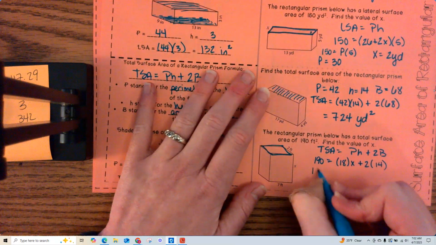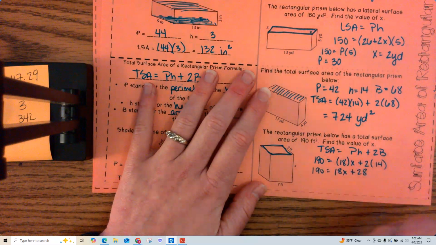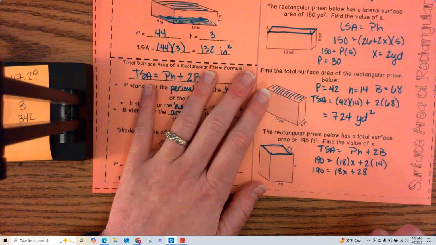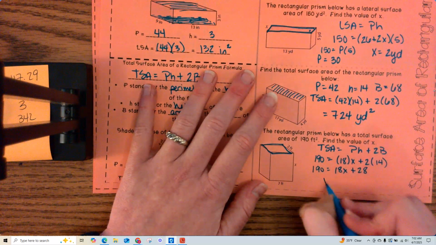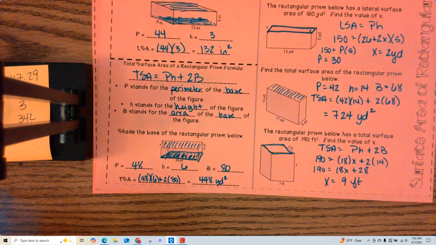So we can break this down and solve it. 2 times 14 is 28. Solve it by hand. Subtract 28 from both sides. Divide by 18. X is going to equal 9 feet. So that's it for this set of notes.